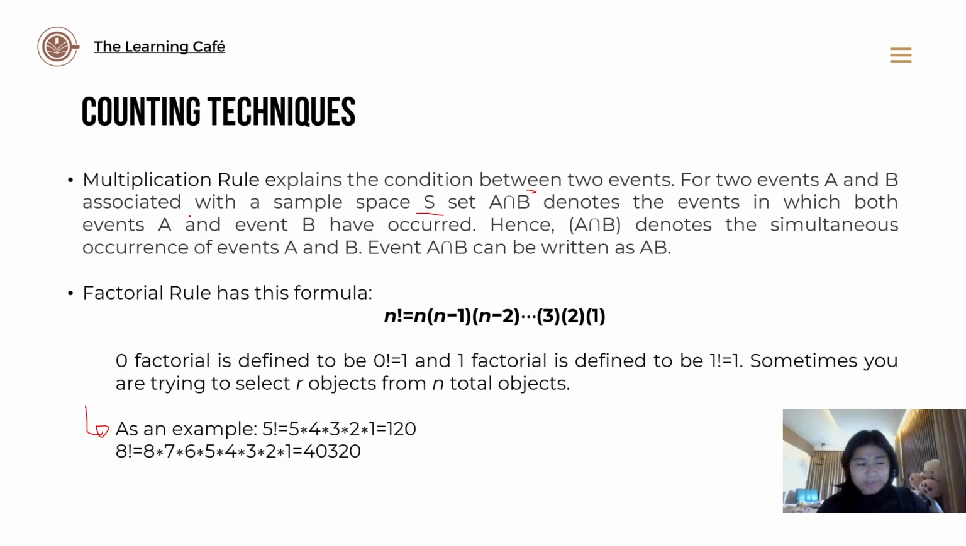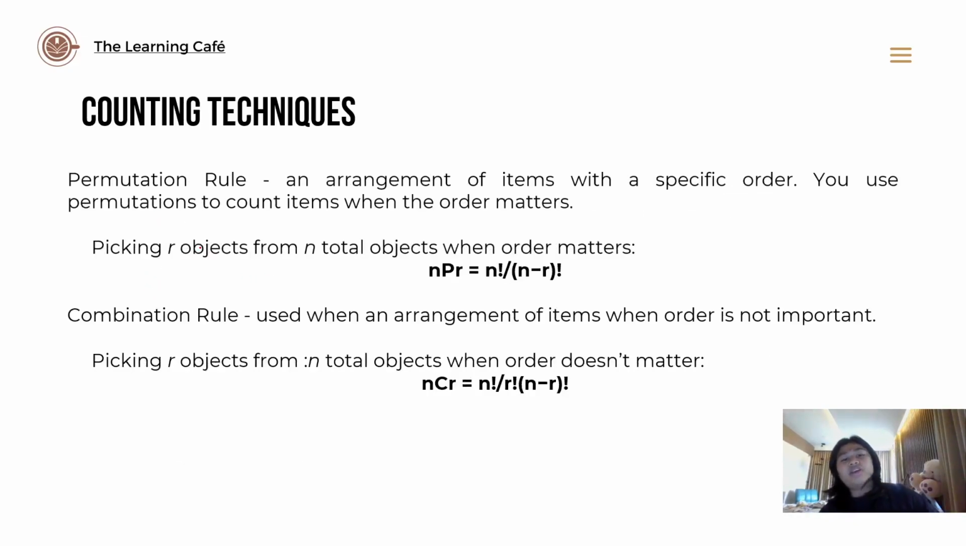next two counting techniques. First, the permutation rule, or a rule that you use when you count items when the order matters. And this is the formula. Whilst the combination rule is used when the items or the arrangement of the items is not important, like this.